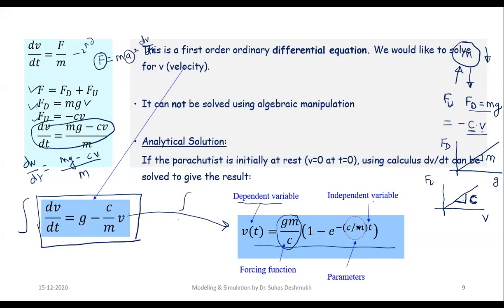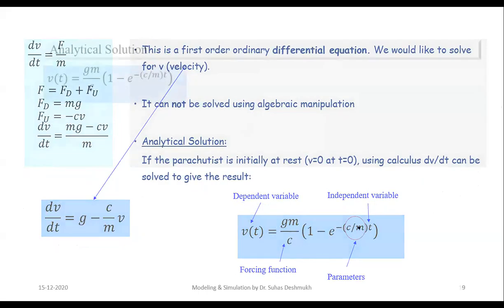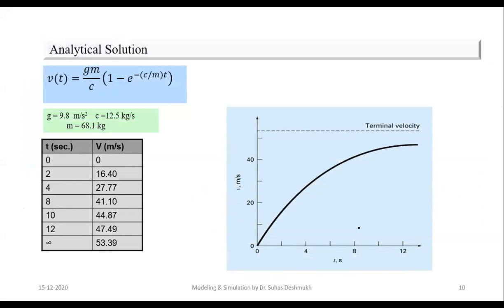So this is what we simply did: we converted the actual model into a mathematical equation, and we solved it. Okay, and once you solve it, this is what is called an analytical solution. Now you can put this G value in.